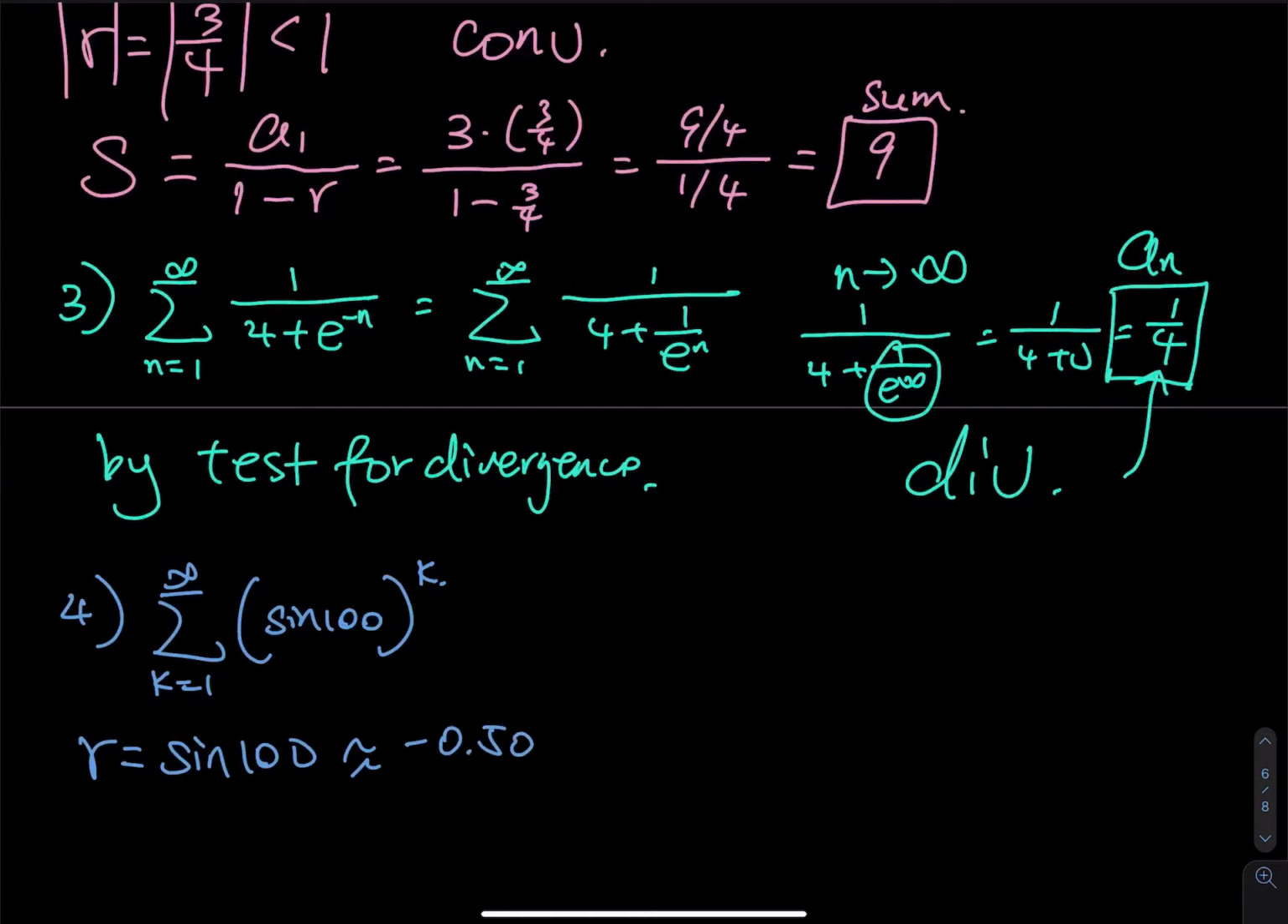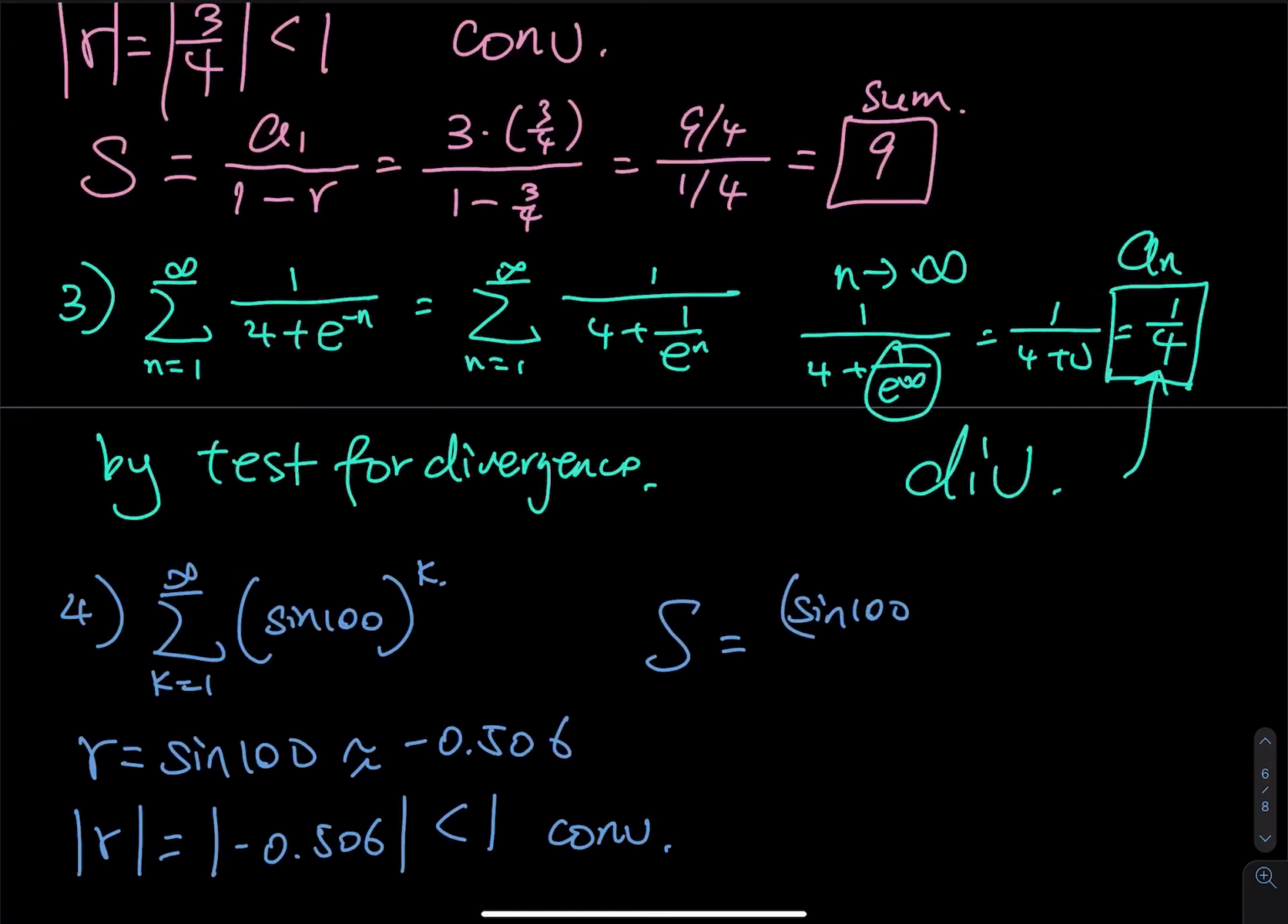So the absolute value of r is equal to the absolute value of this. That is less than 1. So that means the series is convergent. And then converges to what? The sum is equal to the first term, which is sine 100 raised to the first power, over 1 minus the common ratio. So this one is equal to negative 0.336. This is the sum.